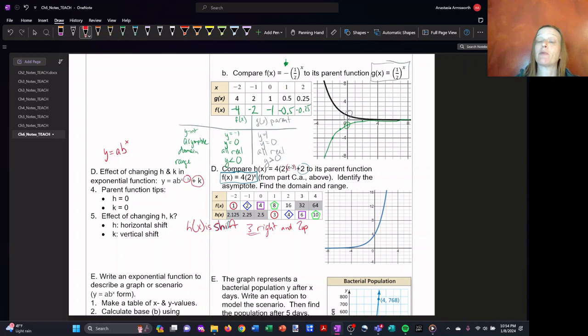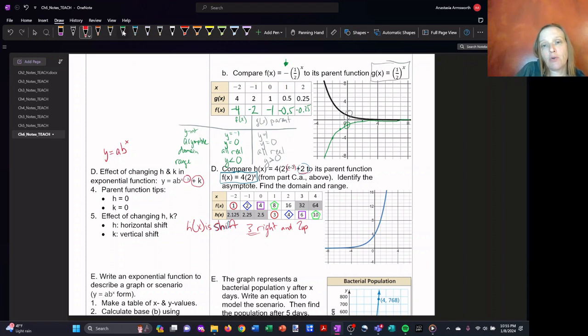That's causing that shift of 3 to the right. Remember, when the change is to the input value, the change is the opposite to what you expect. So even though we're subtracting 3, it is a shift of 3 to the right. And then we add 2 after we've done everything else in all the other parts of the calculation. We add 2 at the very end, and that's going to create a shift up, a change in the output value, where we add 2 and shift the graph 2 units up.